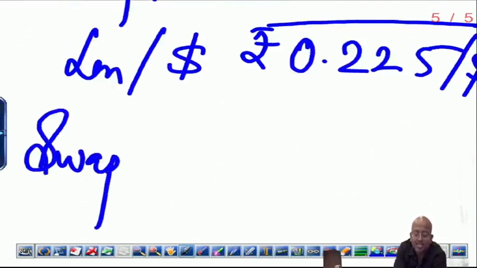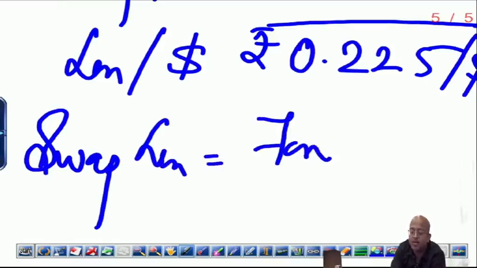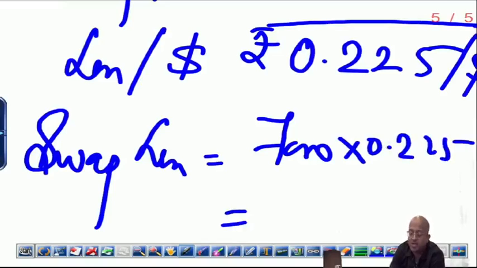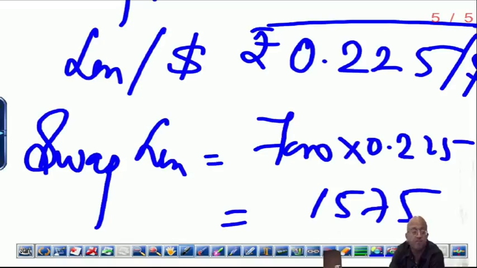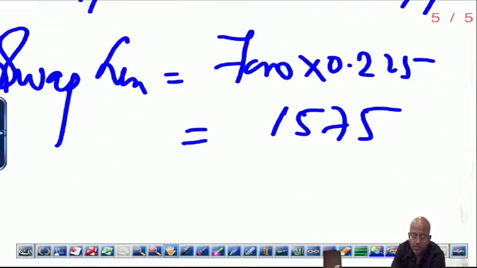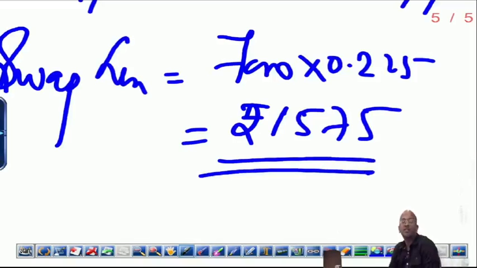Swap loss is 7,000 into this. 7,000 into 0.225 is 1575 rupees. So 1575 rupees is the swap loss to be recovered from the customer.